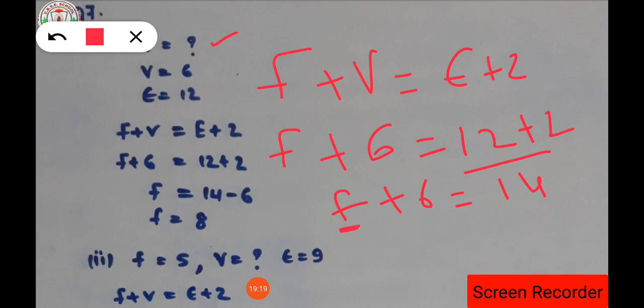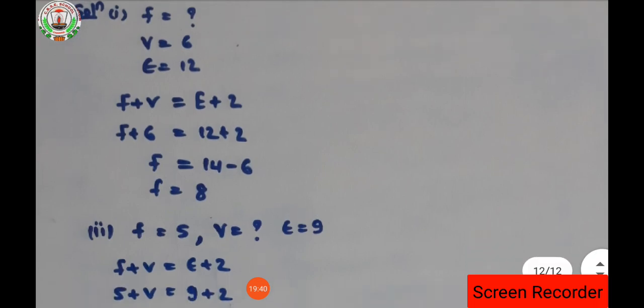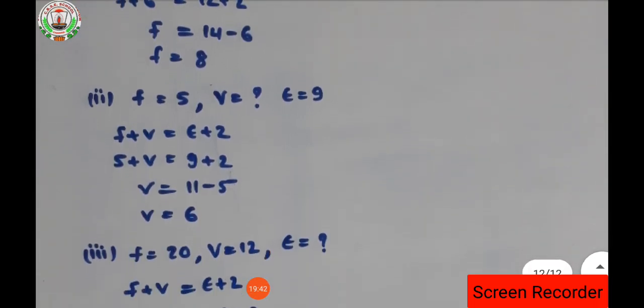Now since we have to find the value of face, this plus 6 will be transposed. So F is equal to 14, and while transposing it becomes minus 6, isn't it? So 14 minus 6 is how much? 8. So the value of the face will be 8. Clear, everyone? In this way you can solve the second and the third part also.